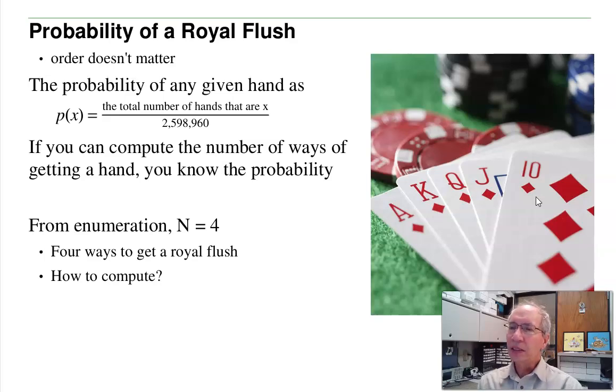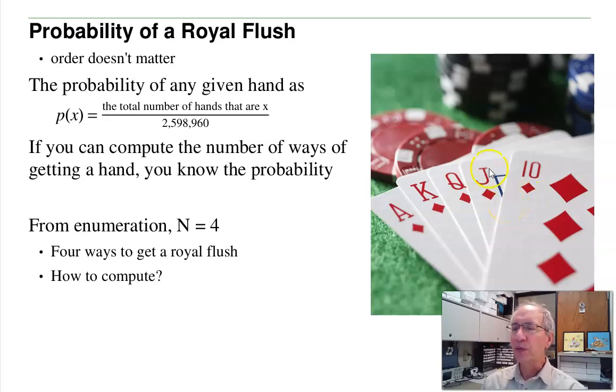In this case, enumeration works really well to calculate the number of ways to get a royal flush. There's just 4 of them. I can list them out. I can have a royal flush in clubs, diamonds, hearts, and spades. That's 4. So that one's pretty easy.